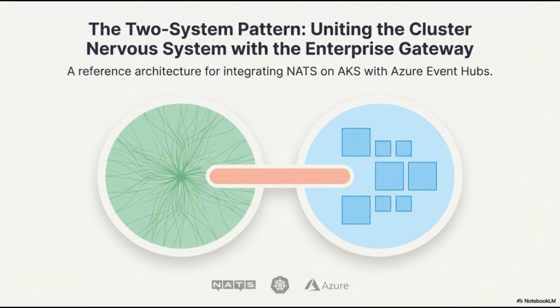By uniting the agile internal messaging of NATS with the massive throughput of Azure Event Hubs, organizations can achieve a seamless flow of data that is both incredibly fast locally and highly scalable globally. This architecture ensures that your nervous system stays responsive, while your enterprise gateway remains robust and connected.